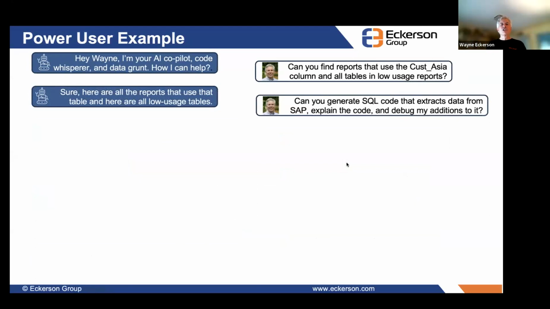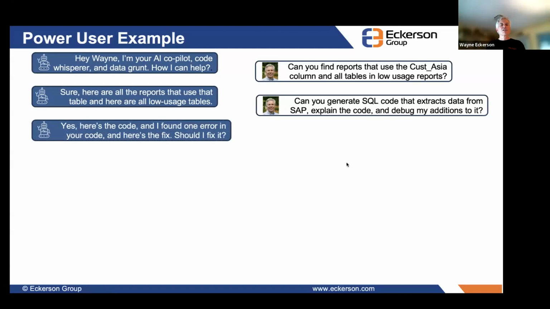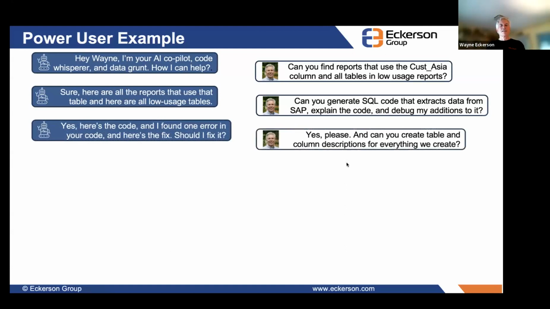All right. Can you generate SQL code that extracts data from SAP, explain that code to me, in other words, document what it means, and debug my additions to it? This is the code whisperer. Yes, here's the code, and I found one error in your code, and here's the fix. Should I fix it? Yes, please. And can you create a table and column descriptions for everything we created?